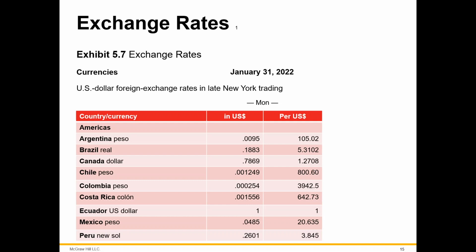So there are, of course, many currencies to buy. Ecuador is, of course, interesting in that they don't have a local currency. They just use the U.S. dollar as their currency. So they collect taxes in U.S. dollars and pay government employees in U.S. dollars. Mexican peso, important, 20 pesos to the dollar.